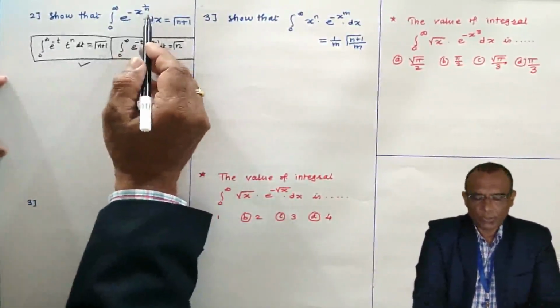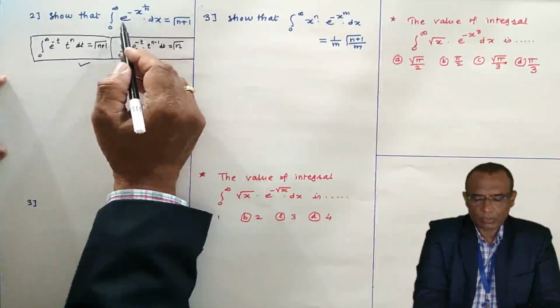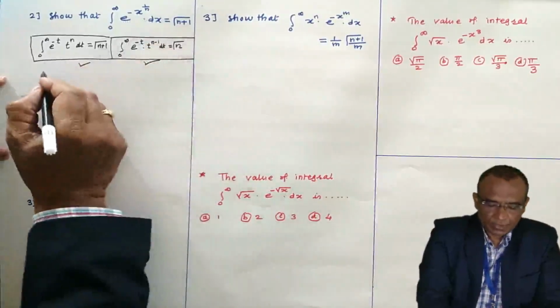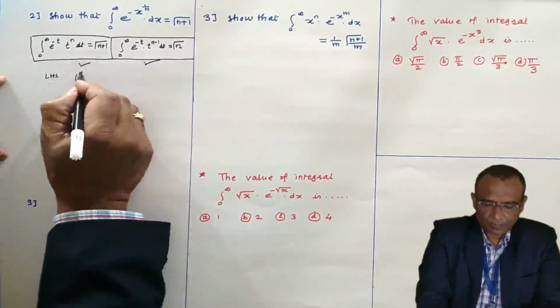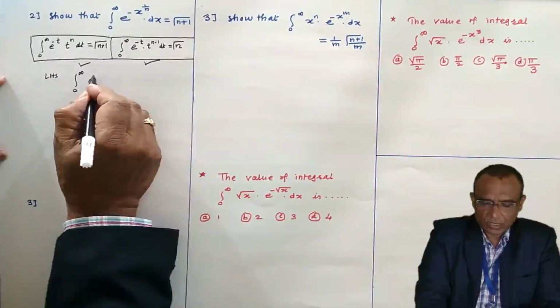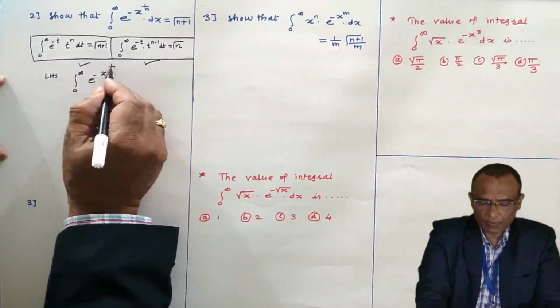Now this integral I am going to solve. I am going to consider the left hand side, the integral from 0 to infinity of e power minus x to the power 1 by n.